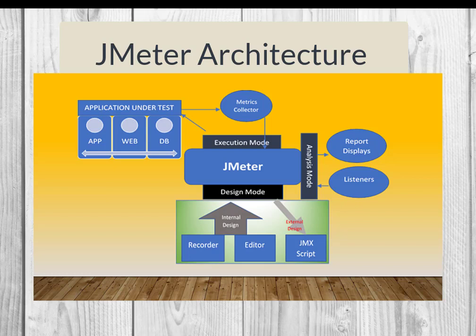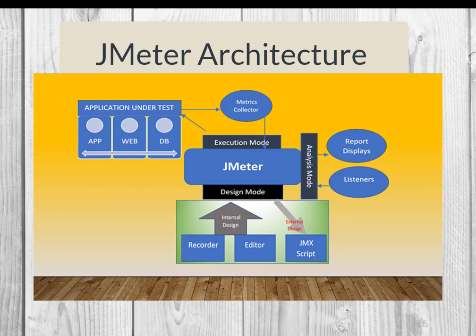The architecture of JMeter can be visualized in terms of modes: the design mode, the execution mode, and the analysis mode. Here's a visual depiction of its architecture or structured design.